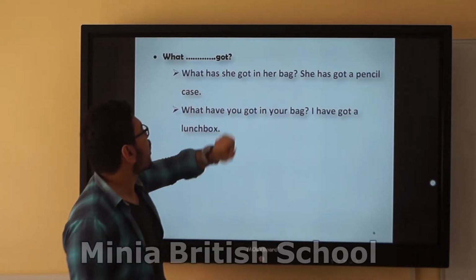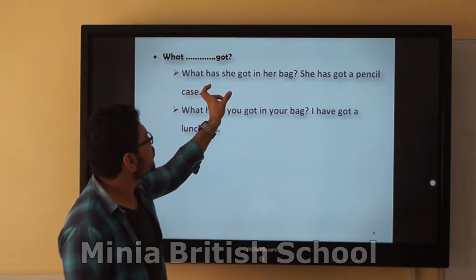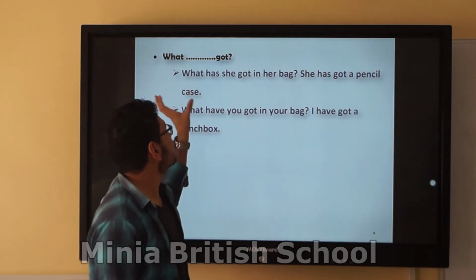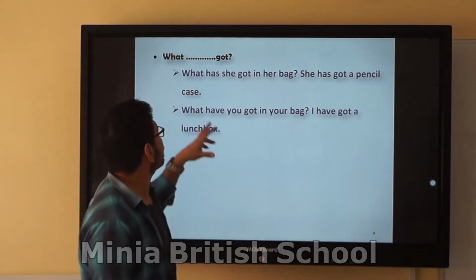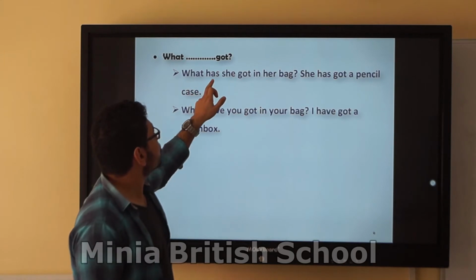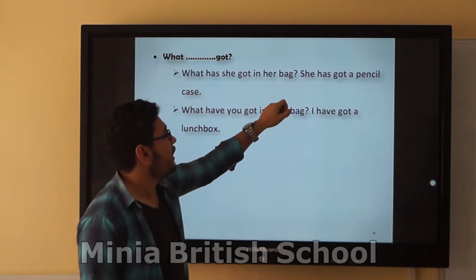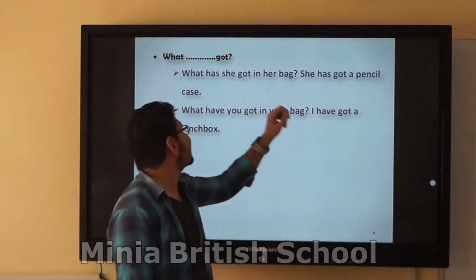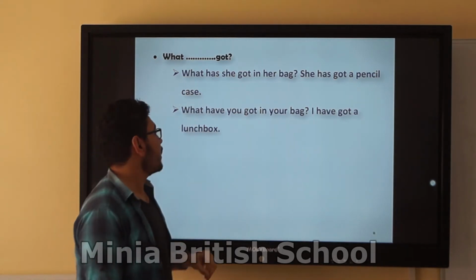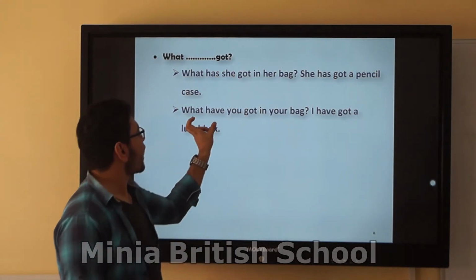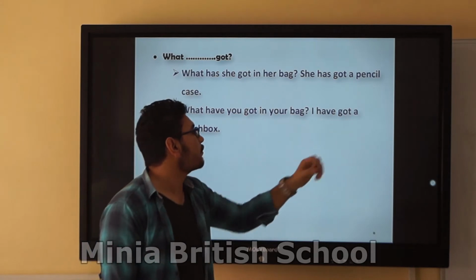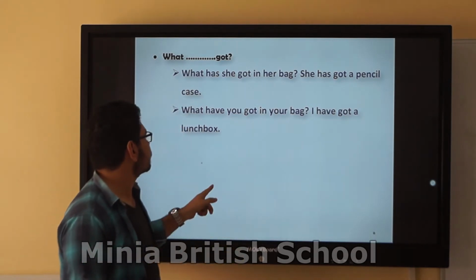What has she got in her backpack? To form a question, we use what and got. What has she got in her bag? She's got a pencil case. Okay, what about have? What have you got in your bag? I have got a lunchbox.